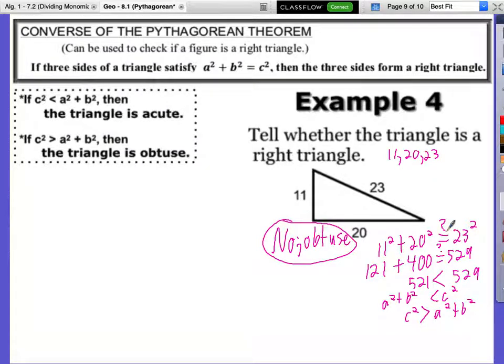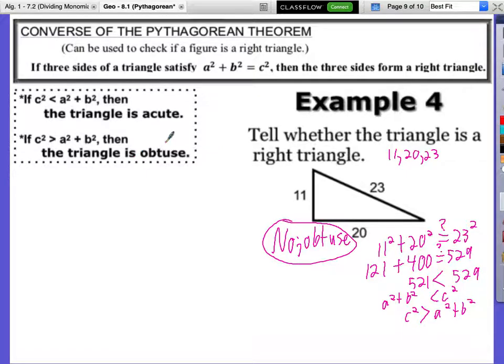So how do we know if it's obtuse or acute again? There's this little box up here that tells it, but that might be confusing because it goes the other direction. If c squared is less than the sum of the other two squares, then it's acute. But if c squared is greater than the sum of the other two squares, it's obtuse.